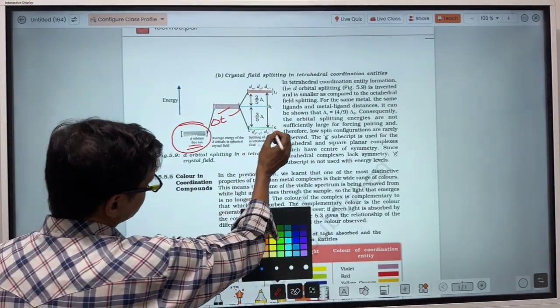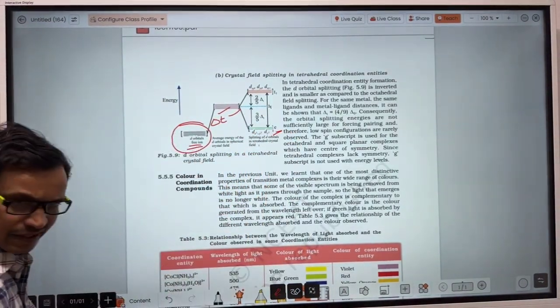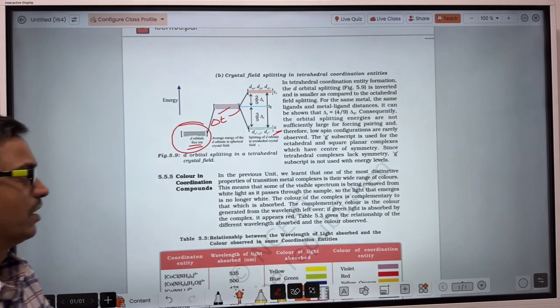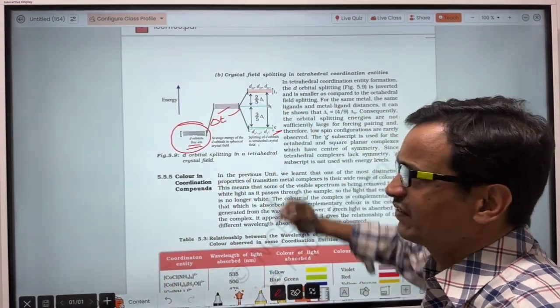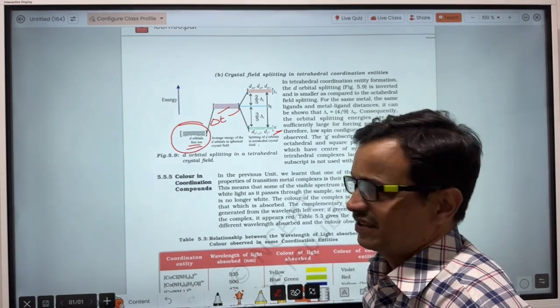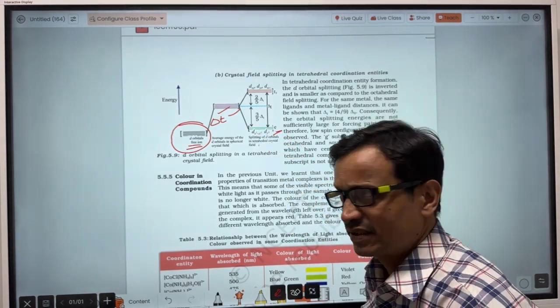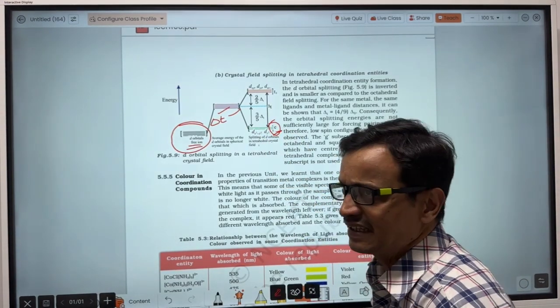Now for the electrons, the first two electrons will occupy positions in the E energy level, because the energy of the E level is less than that of the T2 energy level. So the first and second electrons will occupy the space in the E energy level.